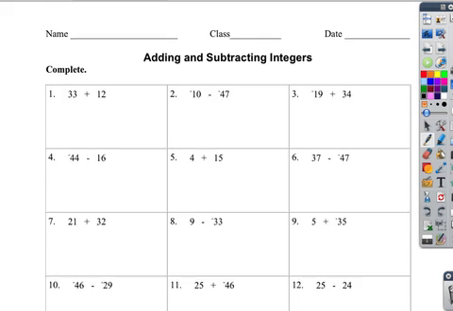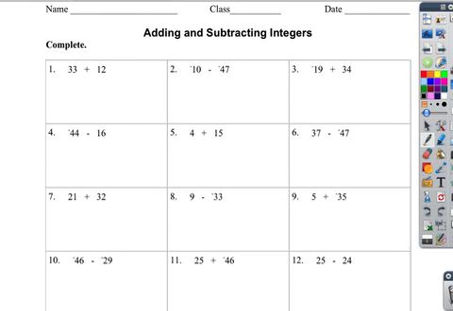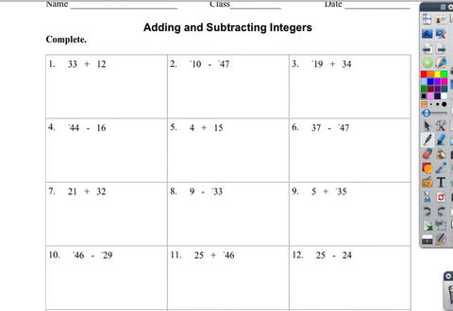Now here's a chance for you to try some of the problems on your own. Pause the screen and complete numbers 1 through 12, and resume the movie when you're ready.